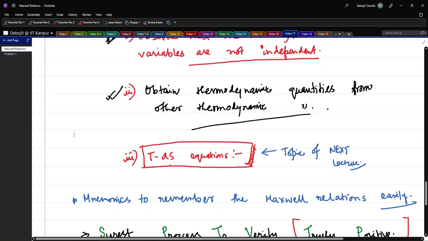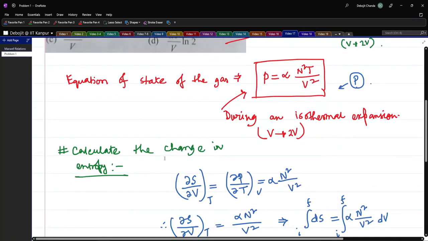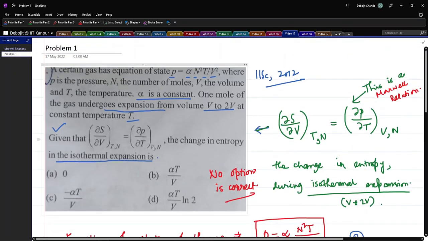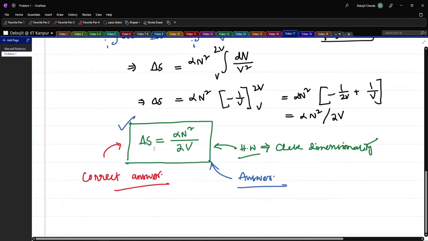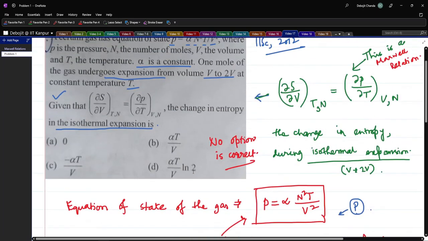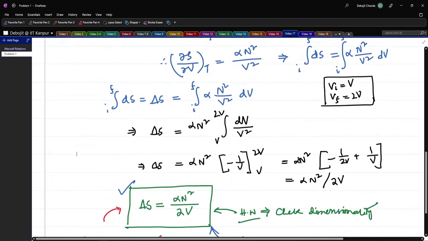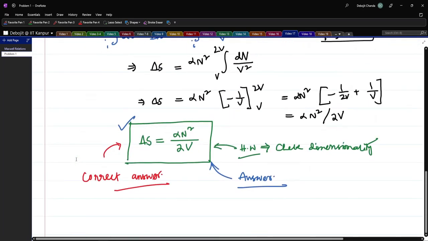from that part. Okay, so in this video, we learned Maxwell's relations and solved one problem to see how these relations can be applied to obtain the value of different thermodynamic quantities. Okay, so that is for today's video.